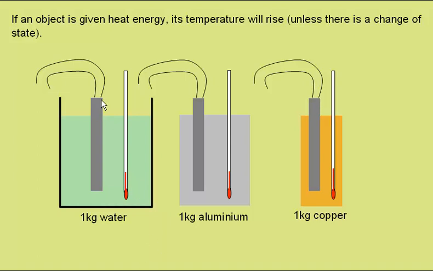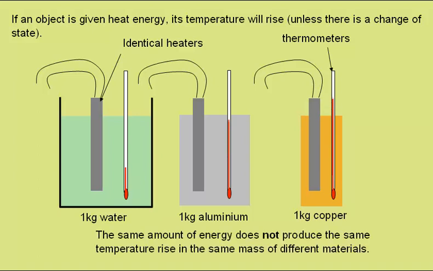If we place identical heaters in each of the objects and have thermometers to record the temperature rise, when we give each of the blocks the same amount of heat energy, we get this happening. The same amount of energy does not produce the same temperature rise in the same mass of different materials.